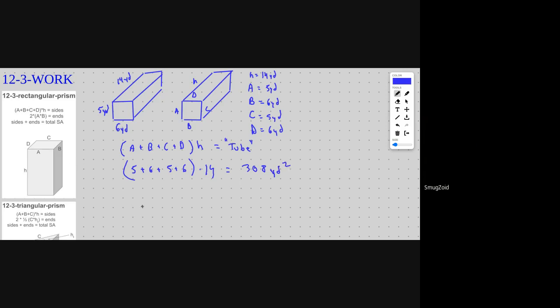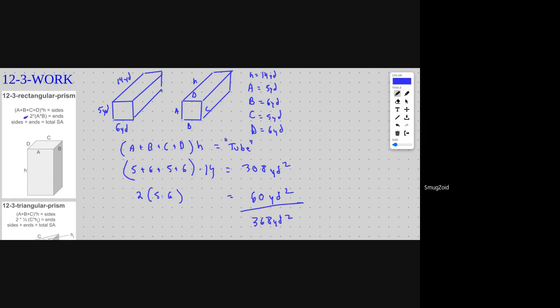Now I have to do the base. The base, according to the formula, is 2 times A times B, right? So 2 times 5 times 6, which is 30, times 2 is 60. So this would be 60 yards squared. You add it together, it's 368 yards squared, okay?